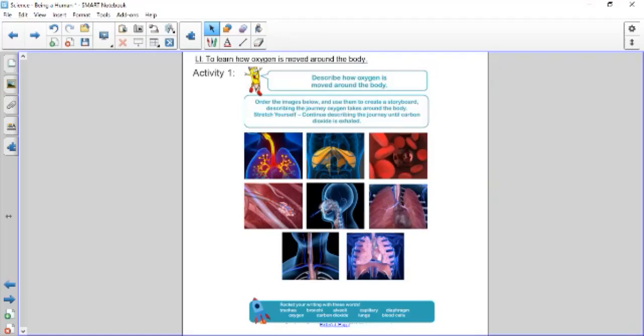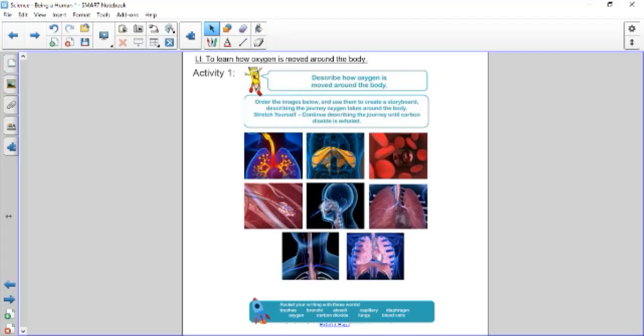In this activity, you'll have to use the images on the handout and organize them in an order which captures the journey oxygen makes from the point it is inhaled. Please order the images and write a couple of sentences for each image to create a storyboard describing the journey. The challenge is to extend your writing until the point carbon dioxide is exhaled from the body.